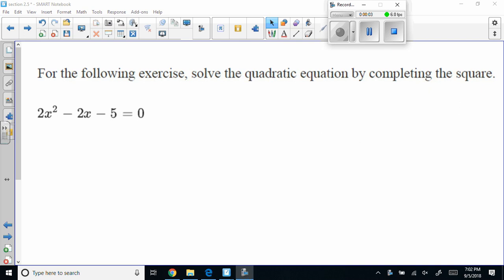Okay, it's September the 5th. We're finishing up with 2.5. We got a couple of problems to do, and then we'll hop into 2.6 and 2.7. So they're wanting us to basically solve the quadratic equation by completing the square.